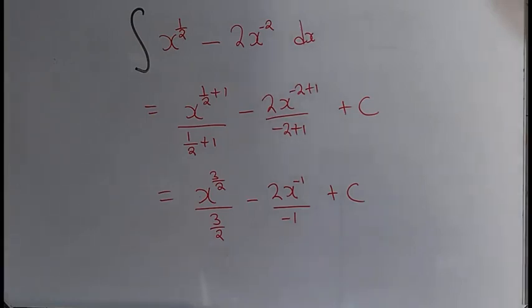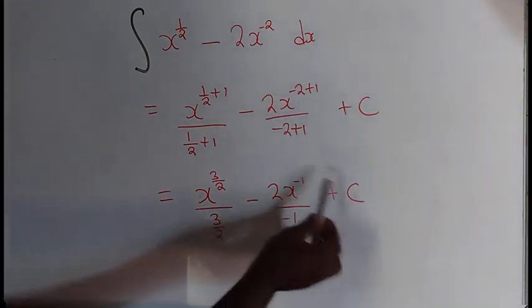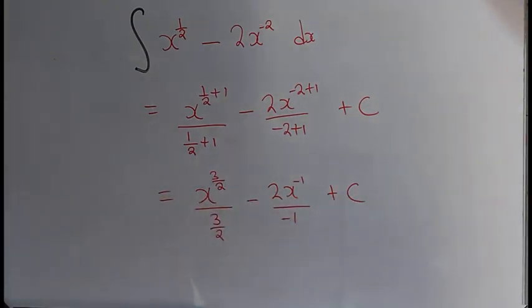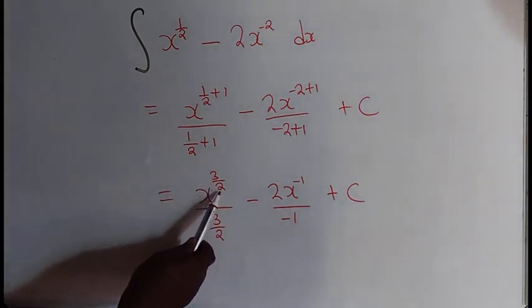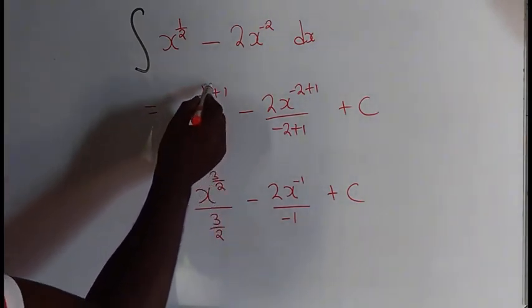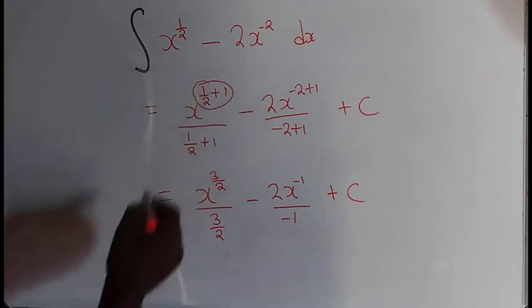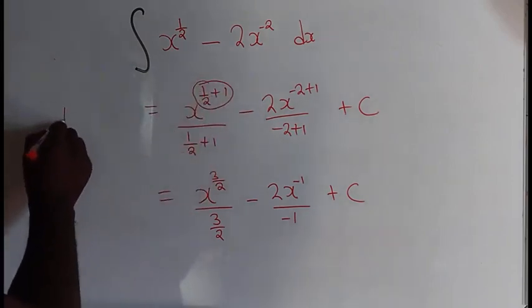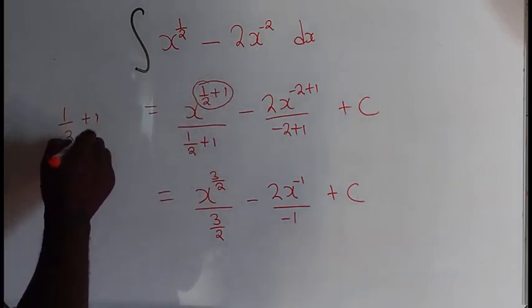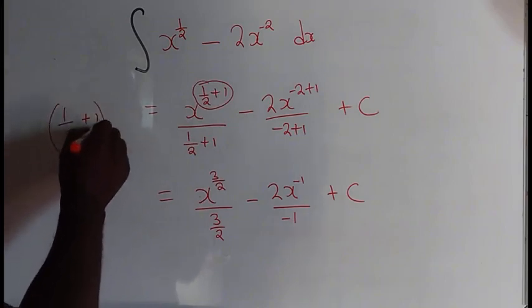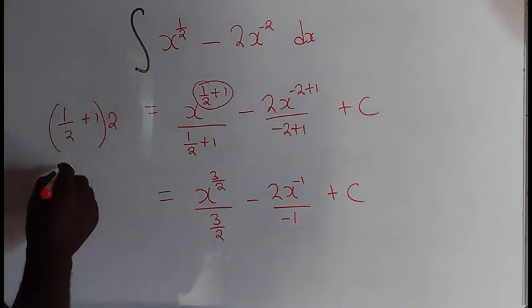Okay, so from here, what will be our next step? So I want you to follow me nicely. What will be our next step from here? So in case you are wondering where the 3 over 2 came from, I just added this part, where I said 1 over 2 plus 1. The way we can add this, we are going to multiply by 2, which is the denominator there.